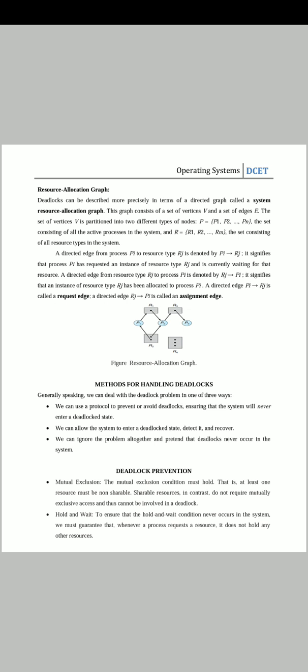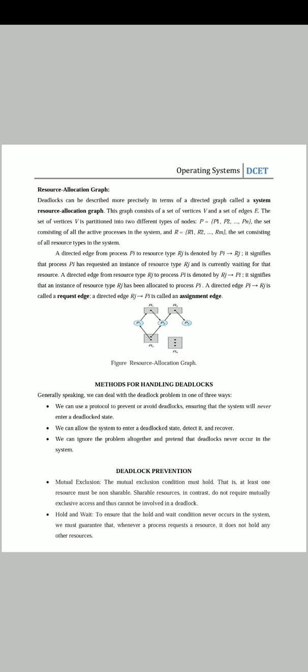Next, for handling deadlock, what are the different methods I use for handling the deadlock? There are three basic methods I follow. First, we can use a protocol to prevent or avoid a deadlock, ensuring that the system will never enter a deadlock state. I use the protocol; I can prevent the deadlock or I can avoid the deadlock.